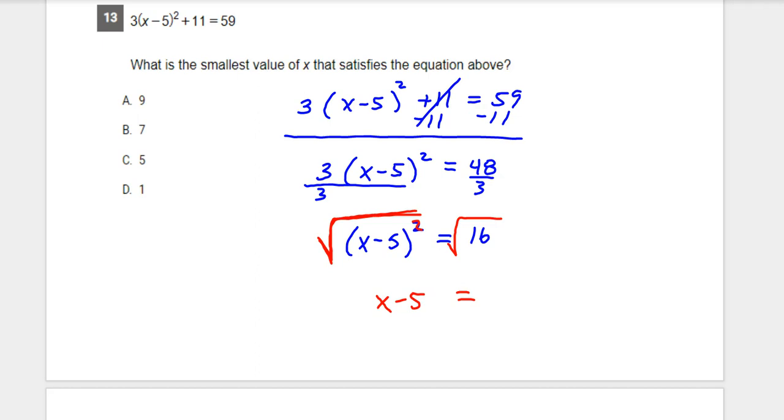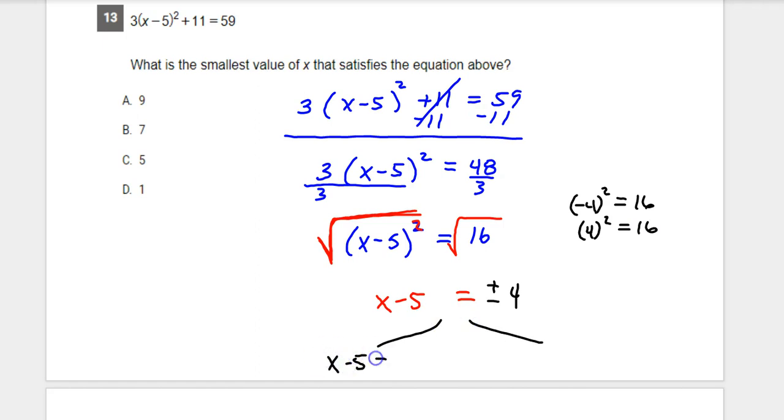And here I got to be kind of careful. This is where 2 answers come in. Technically the square root of 16 is positive or negative 4, because negative 4 times itself is 16 and 4 times itself is 16. The square root's going to be either one. So I'd have to solve 2 cases. And I'd have to say, hey, when is x minus 5 equal to positive 4? And then when is x minus 5 equal to negative 4?